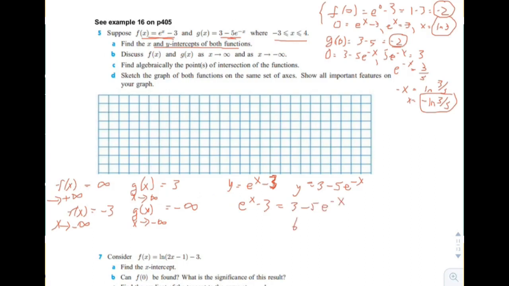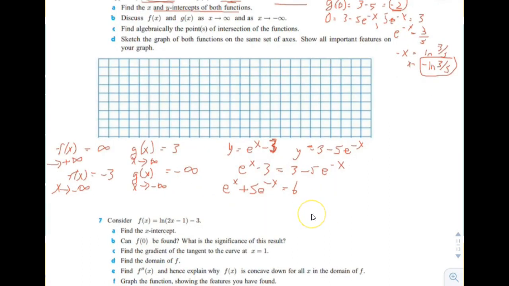Let's see, we're going to add 5 there, so e to the x plus 5e to the minus x equals 6. A long time ago, we did problems like this, if you remember the method. Okay, let's multiply everything times e to the x, which we can do easily because one of the sides is 0. So we're going to have e to the 2x minus 6e to the x plus 5, because e to the x times e to the minus x is just 1.